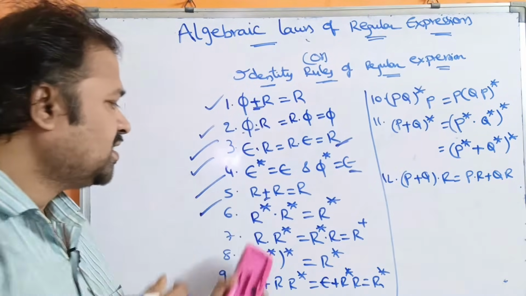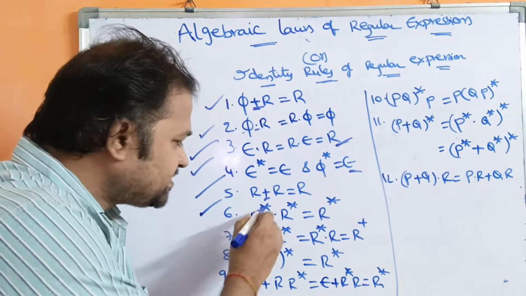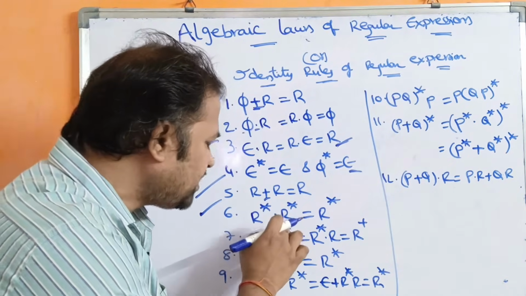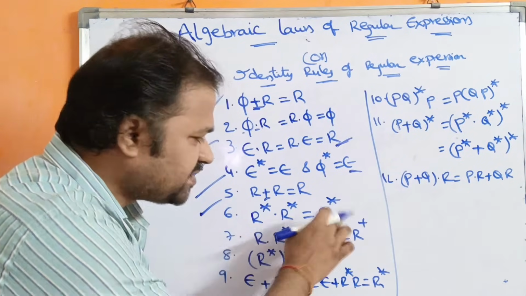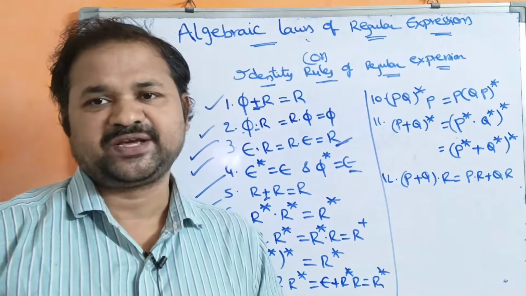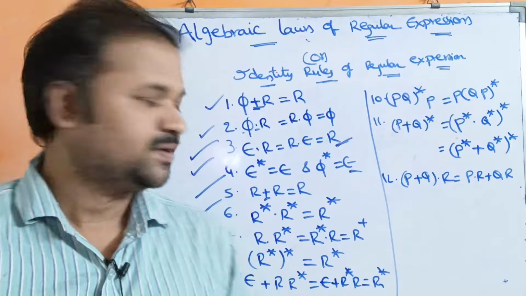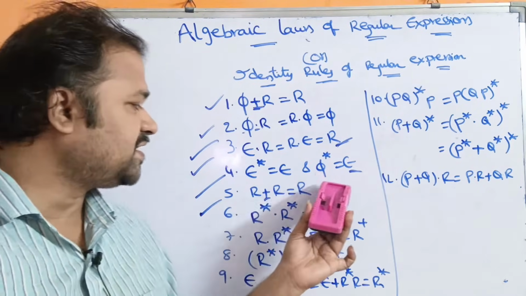Next one, r star. This is nothing but Kleene closure. So Kleene closure of Kleene closure of your regular expression is nothing but the Kleene closure of the regular expression only. So r star into r star is equal to r star only. So likewise, r plus r is equal to r.